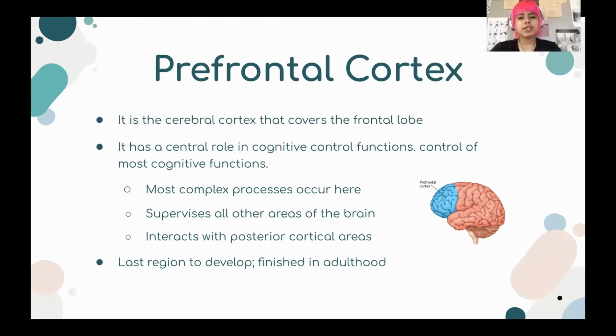It is also important to note where we control the majority of our cognitive function. This region is the prefrontal cortex. It is where most complex brain processes occur. It watches over all brain regions to make sure they are doing their job and intersects with all the posterior cortical areas. Pretty impressive, right? Unsurprisingly, it is the last region to finish developing, and it usually reaches where it needs to be to perform optimally by adulthood.